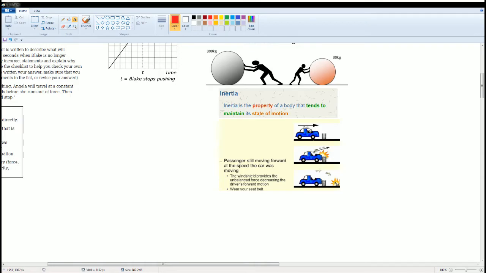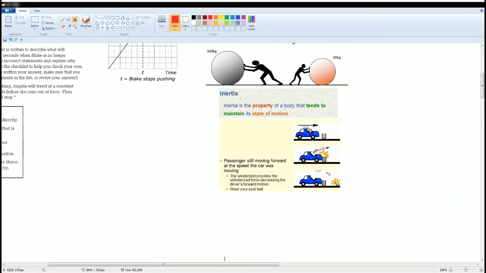An easy way to think about a moving object is this. Passengers are still moving forward at the speed the car was moving. Once it hits this, the windshield provides the unbalanced force, decreasing the driver's forward motion. It stops the car, but there was nothing stopping the person, so the person goes forward because that's what its motion was tending. The person and the car were already moving forward. Nothing stopped the person. That's why the person goes forward. This is the reason why you wear your seatbelt, because the seatbelt is going to provide the force for the inertia for you to not go forward.